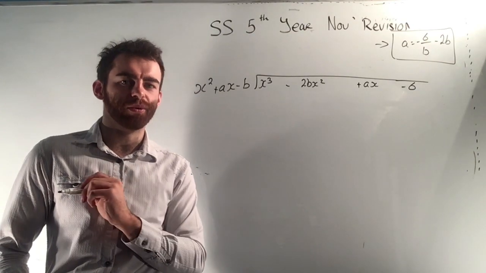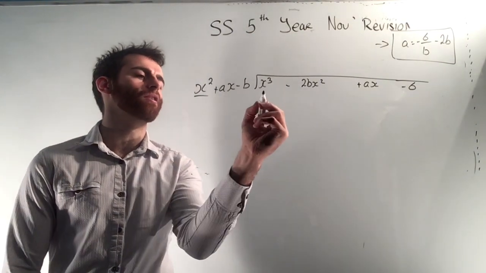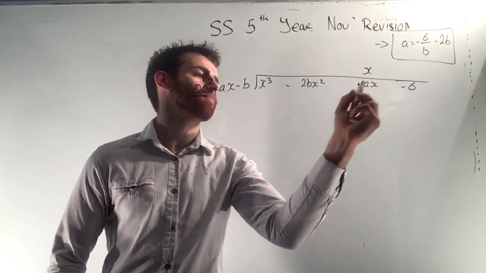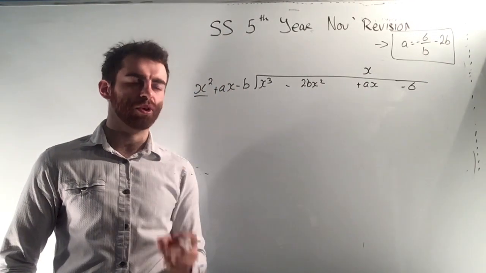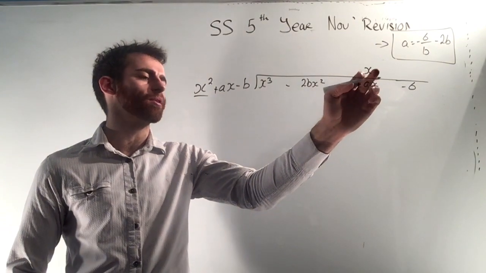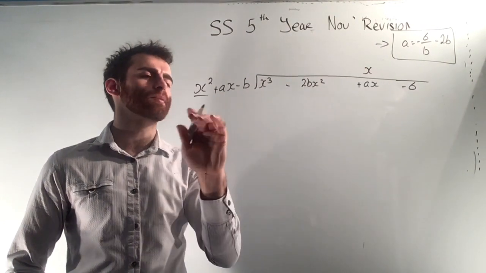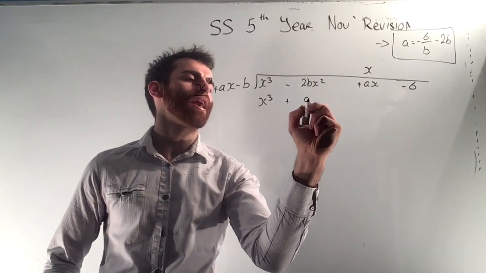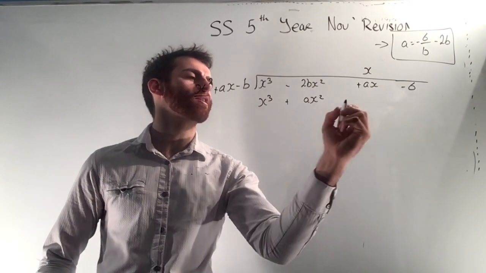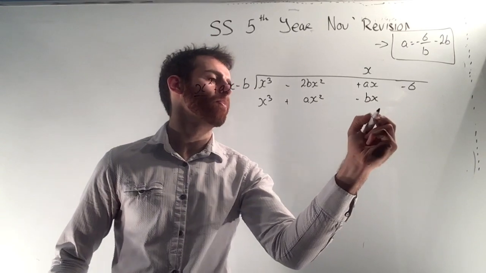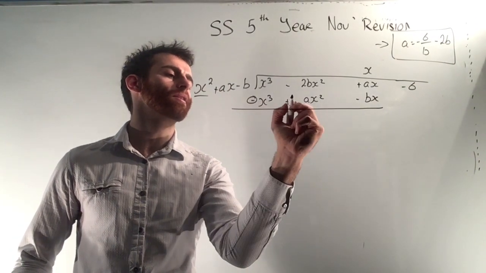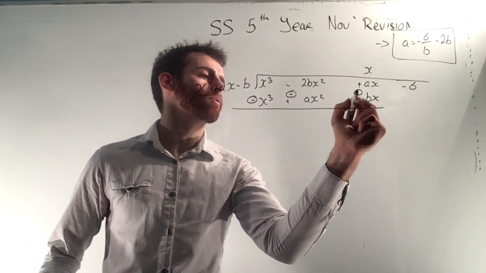Now, to do our long division here, it's the exact same as the last question. The first step is always to divide. So take the first thing here and you divide it into the first thing here. X squared into x cubed is x. Second step is to multiply. You're going to multiply what you put on top by all 3 of these. X by x squared is x cubed. X by ax is plus ax squared. X by minus b is minus bx. And now you want to change your signs and you want to subtract.